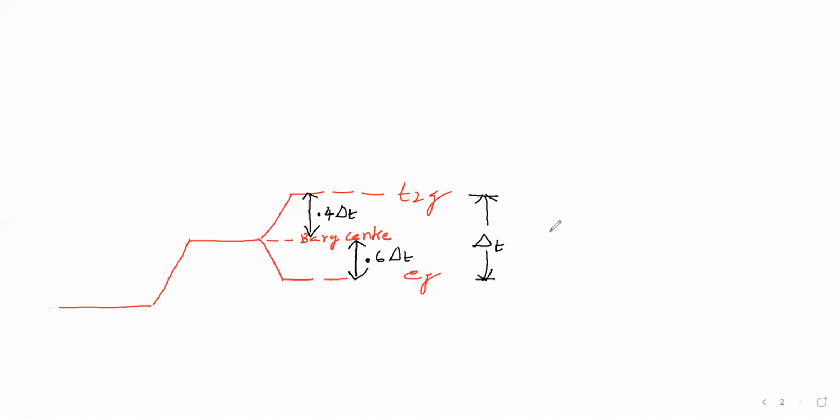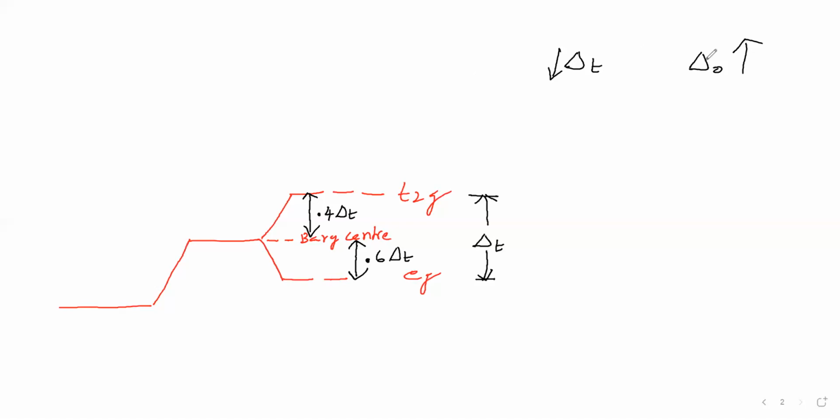Next we will compare delta T and delta naught. Delta T is the crystal field splitting energy in the tetrahedral complex. Delta naught is the crystal field splitting energy in the octahedral complex. This value is more, this value is less. Why?